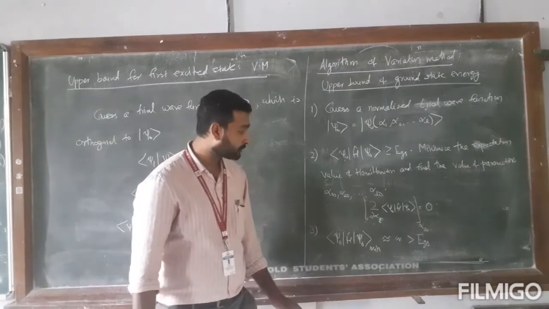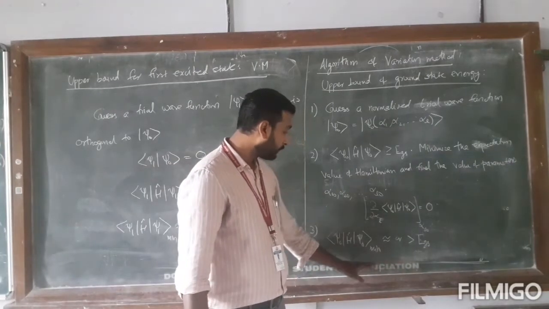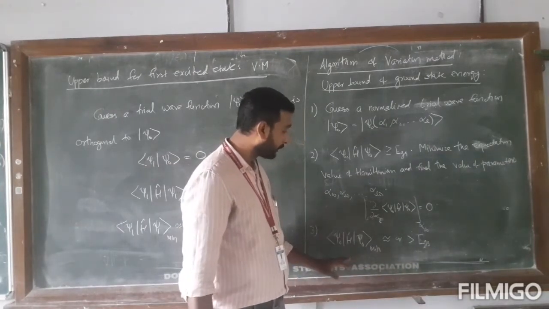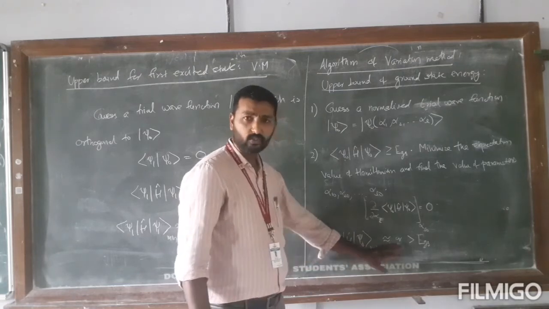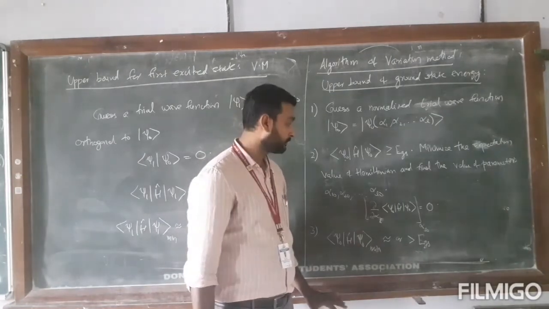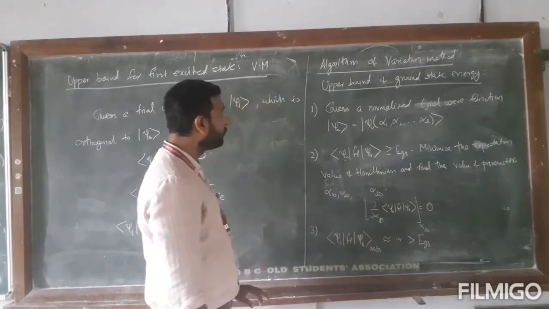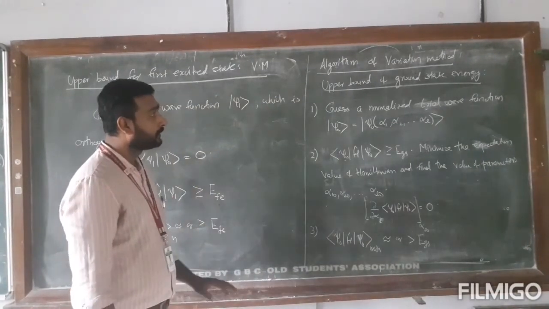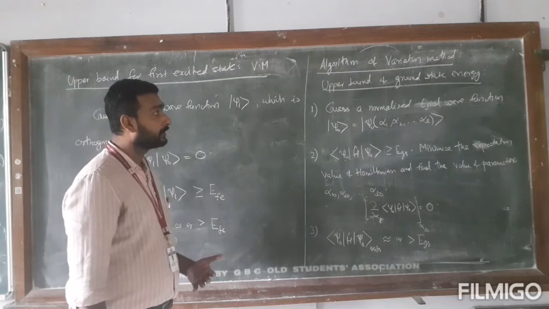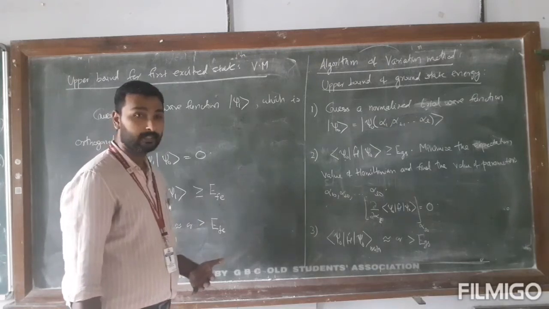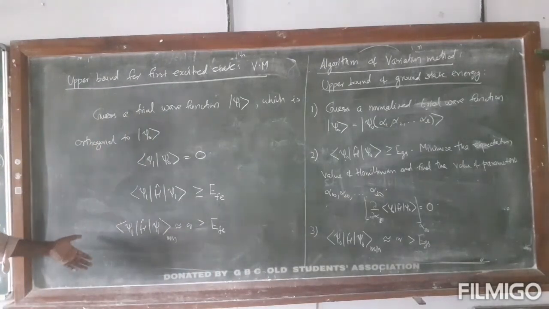Okay, so this minimum value of the Hamiltonian will either be equal to the ground state energy or slightly greater than the ground state energy. Now how to find the upper bound for the excited state? That we have discussed here.